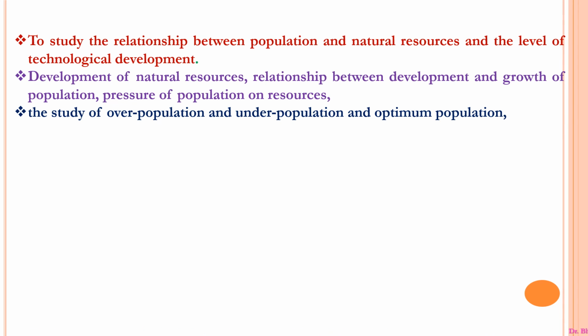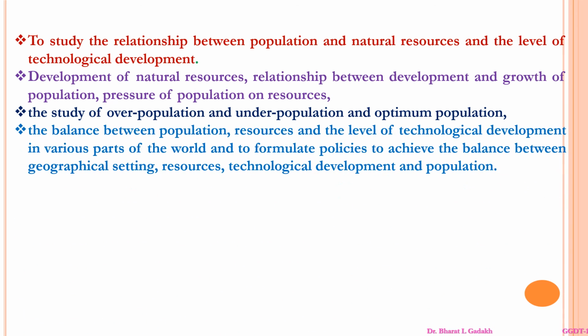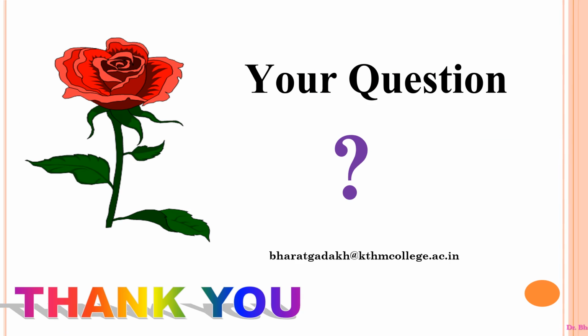Overpopulation means the population is more and resources are less. Underpopulation means the population is less and resources are more. Optimum population means balance between population and natural resources. These are the three concepts. Overpopulation, underpopulation, and optimum population show the interrelationship between natural resources and population. Here, the balance between population, resources, and the level of technological development in various parts of the world, and the formulation of policy to achieve the balance between geographical setting, resources, technological development, and population.